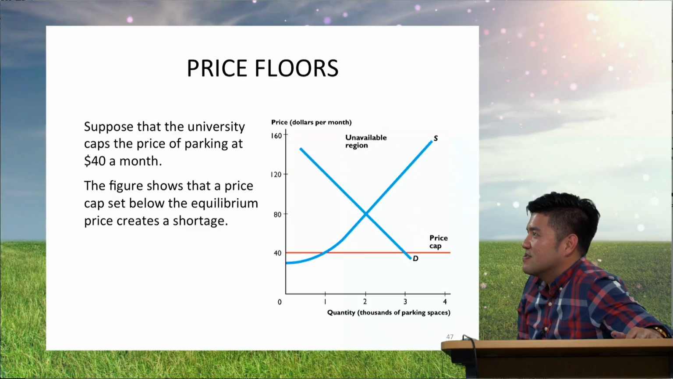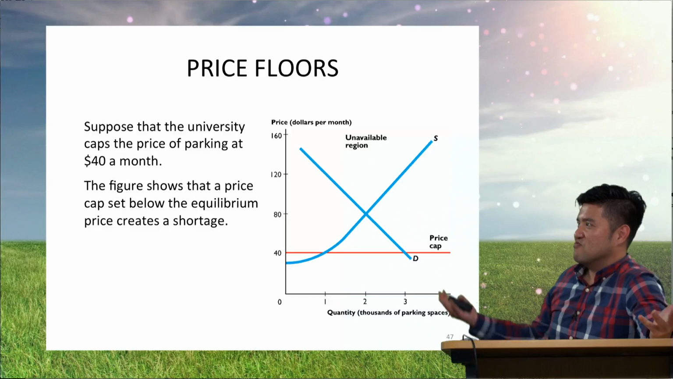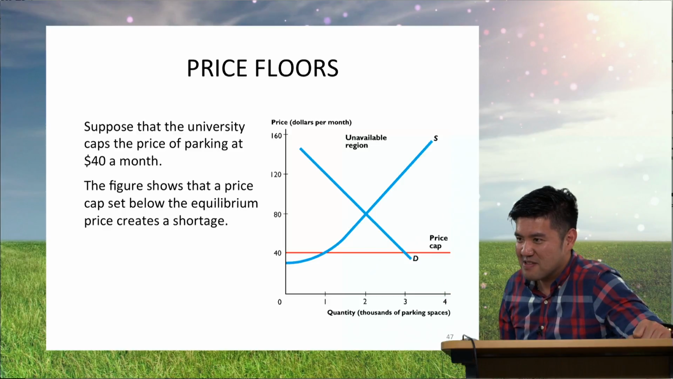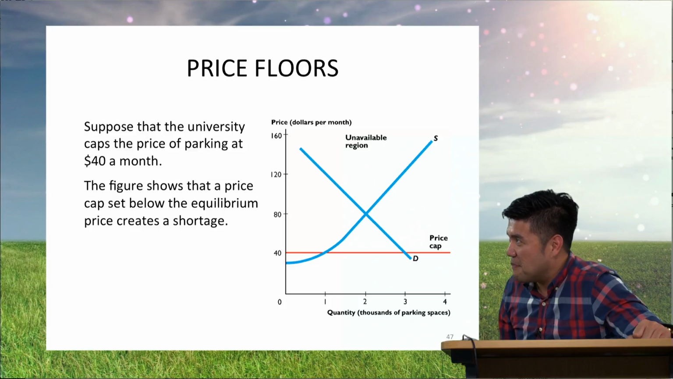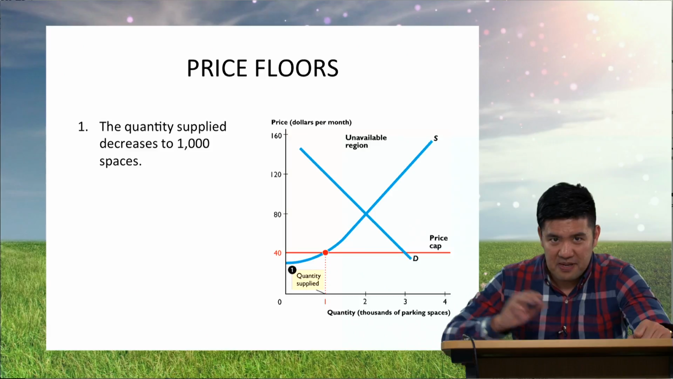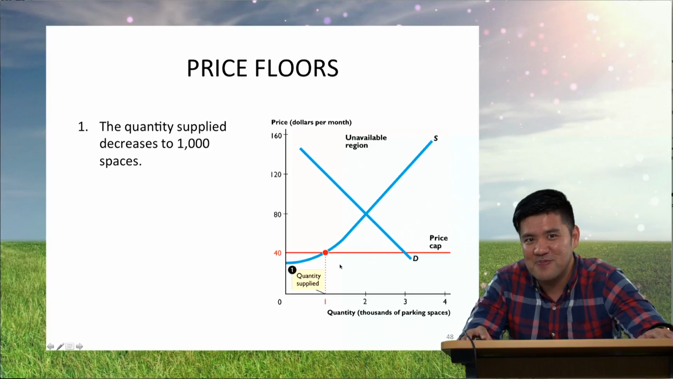As students, you'll be saying, woohoo, wow, that's good. Market price should be $80, but they put a cap at $40 a month. Oh, but be careful, guys. When the government disturbs the market, it creates another problem.